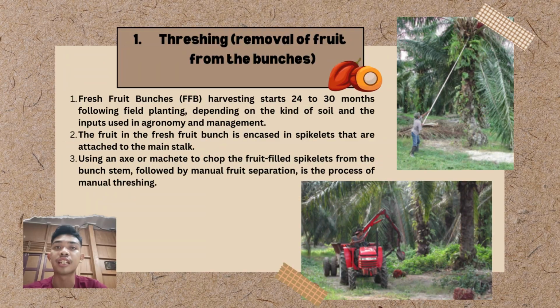The first process is threshing, which is removal of fruit from the bunches. Fresh fruit bunches harvesting starts from 24 to 30 months following field planting, depending on the kind of soil and the inputs used in the agronomy and the management. As we can see in the picture, there is a man harvesting fresh fruit bunches using a chisel in young palms and a sickle mounted on a bamboo. This is the traditional way of fresh fruit bunches harvesting. In the modern way, we use a tractor mounted with a grabber.